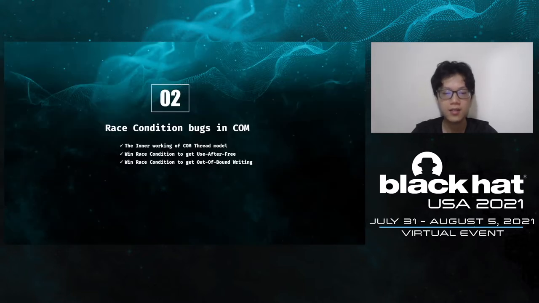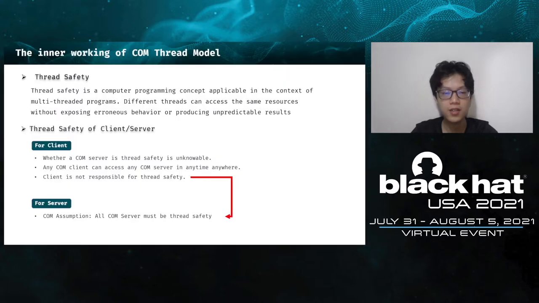Next, let's discuss the first type of the vulnerability, race condition bugs, in COM and WinRT. The first is the inner working of COM and the COM thread models. When we discuss the thread model, we must first discuss thread safety. Thread safety is a computer programming concept in the context of multi-threaded programs. A piece of code is thread safe if it functions correctly during simultaneous execution by multiple threads.